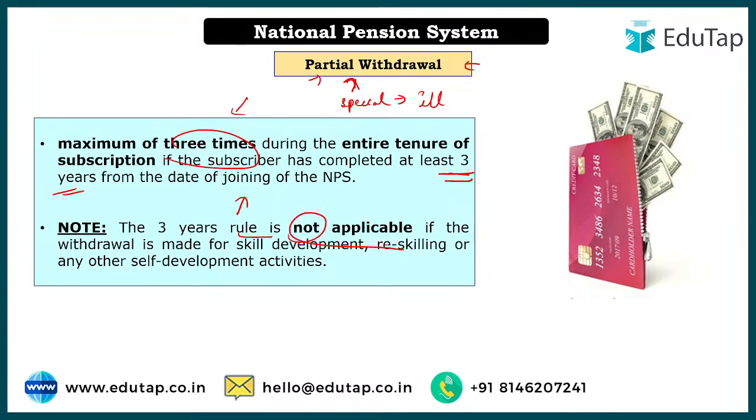And here's one more thing to note down: this 3-year rule, this particular partial withdrawal rule, is not applicable if you want the money for self-development activities. So for that the money will not be provided. Money will only be provided under severe circumstances. Okay, and that too only 3 times, and that too after completion of 3 years.